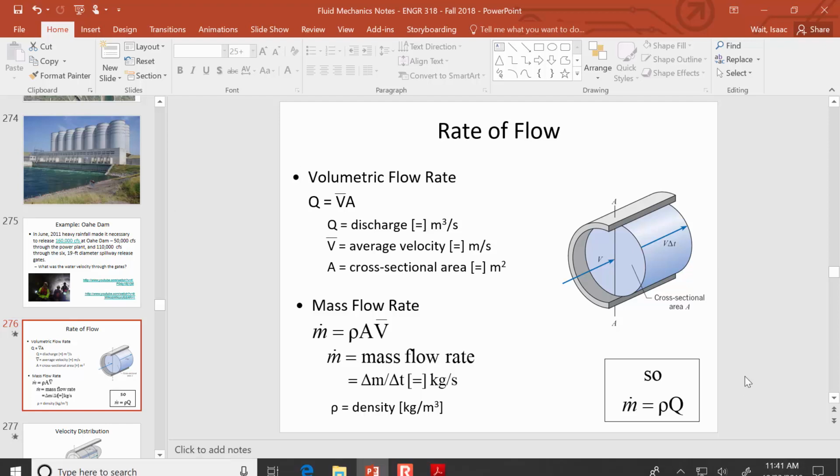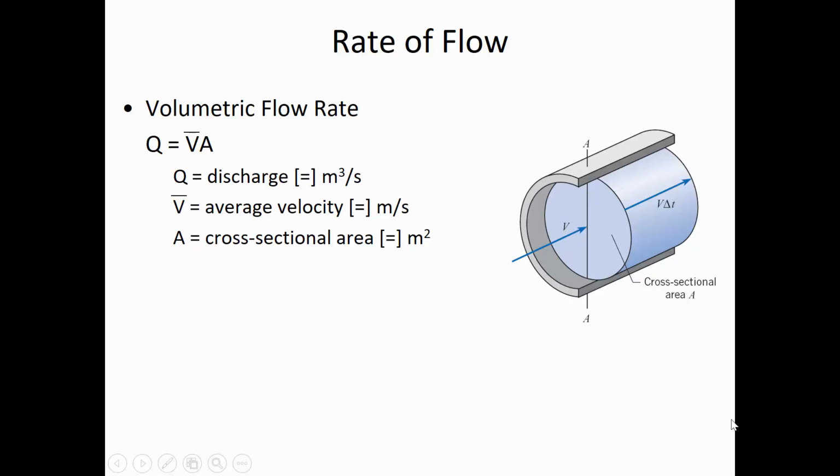All right, back to the continuity equation. We can quantify flow rate in volumetric terms, where our units would be volume per time, in terms of cubic meters per second or cubic feet per second. So here is how we calculate the volumetric flow rate.